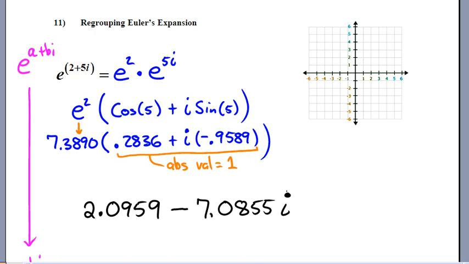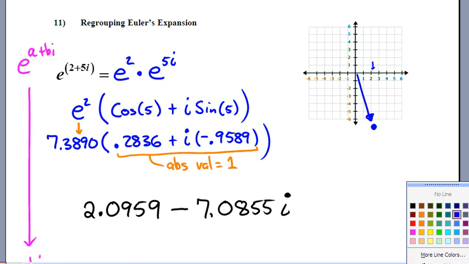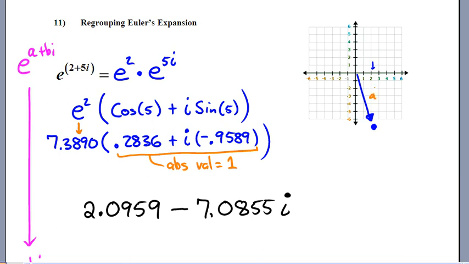If I go and find this on this little picture here, it's 2.09 over, so about that far over, and then down 7.08. It's a little bit off scale here, somewhere around there. That's where this complex number is. It's clearly bigger than 1 for its absolute value. In fact, its absolute value is that 7.3890. That's how far it is from 0. So we've got a plan for having even complex numbers up in that exponential.